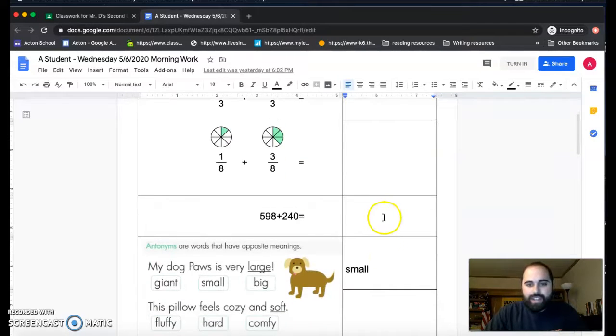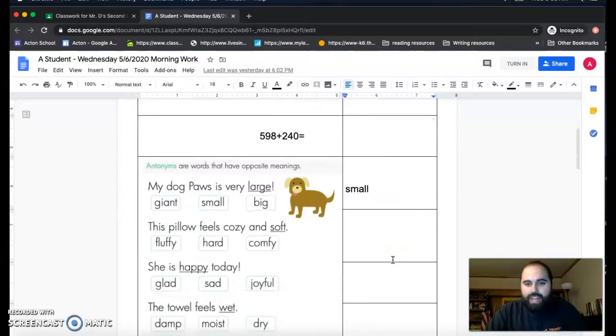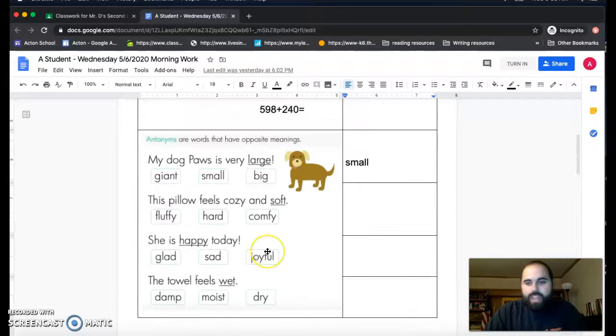Then I have an addition problem for you. Might have some regrouping in there. Make sure you're doing it on paper first and then putting your answer right here into the Google Doc. And lastly, we are going to finish up with antonyms, which are opposites. I'll read out the sentences for you, and you need to pick the word that is the antonym to the underlined word in the sentence.